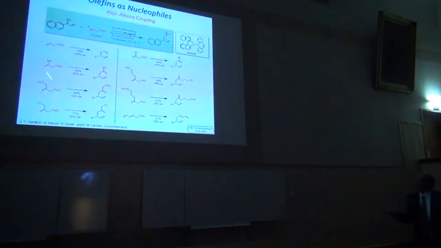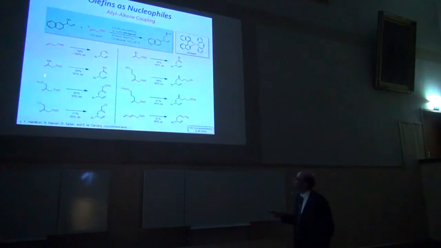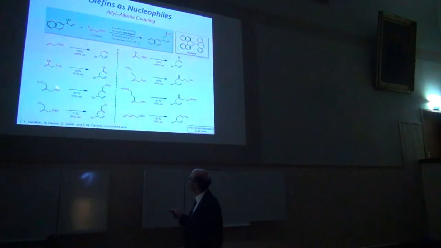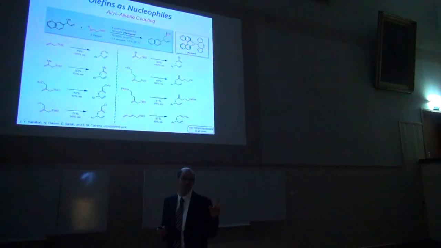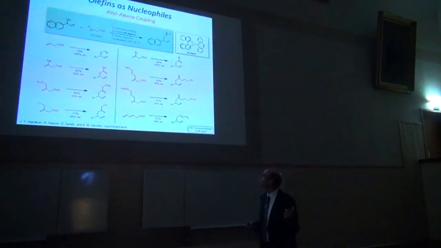I draw your attention to the two on the left here, because if you were to use palladium with these kinds of species, what you would get is the trimethylenemethane intermediate. And that has very different chemistry. That doesn't do allylic displacement chemistry. That does cycloadditions with olefins to give rise to the corresponding methylene cyclopentanes. So this provides complementary reactivity to what you would otherwise observe with palladium.